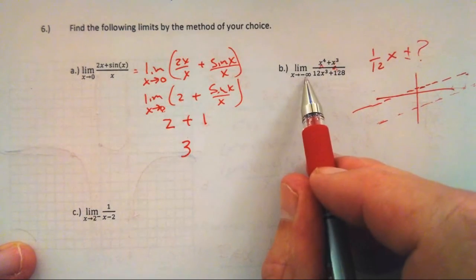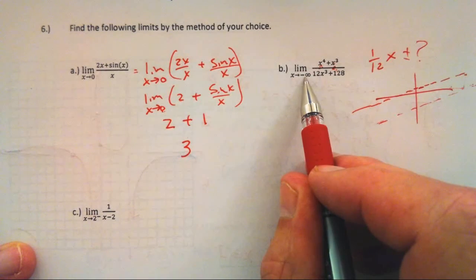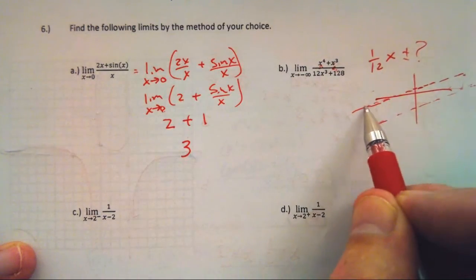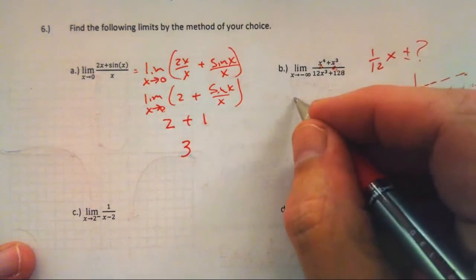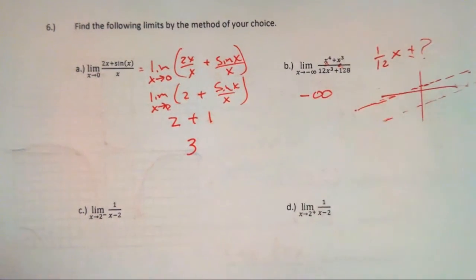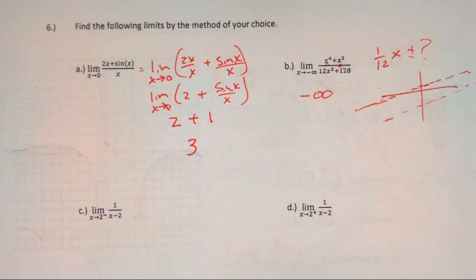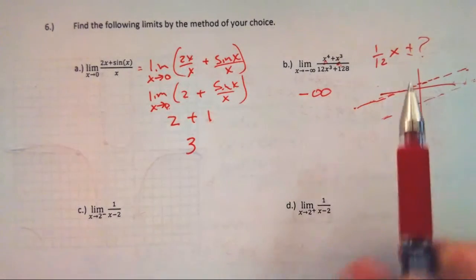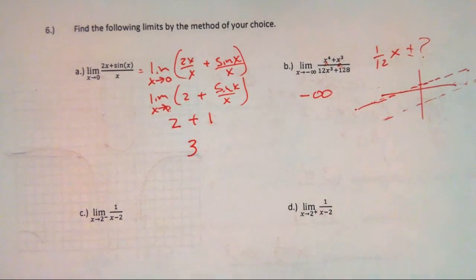Therefore, the limit to negative infinity is going out this way. It's going to continue down forever, is negative infinity. Now, when I said not going to do it with a graph earlier, I realized I just graphed this, but that's graphical analysis. That's not graphical calculator.